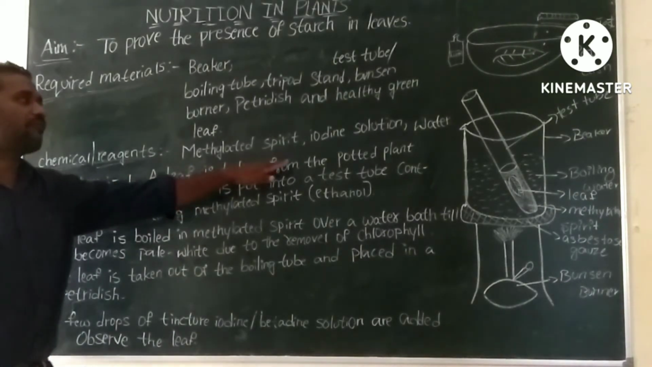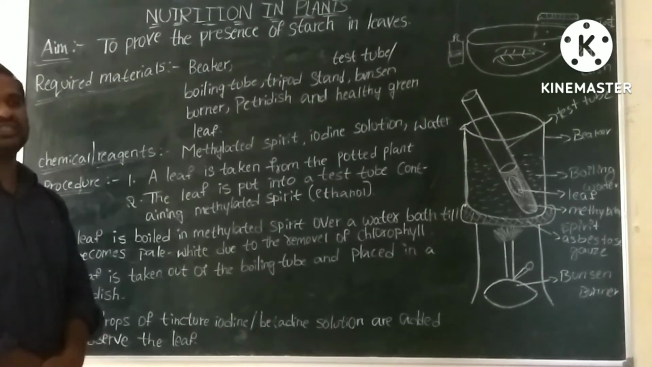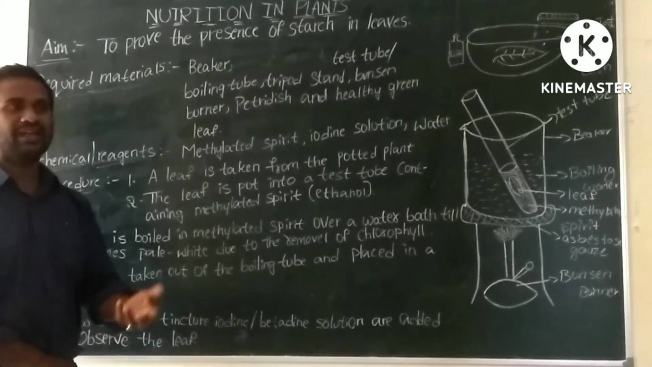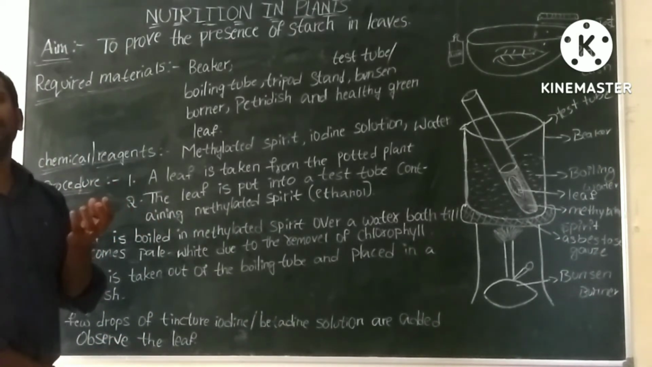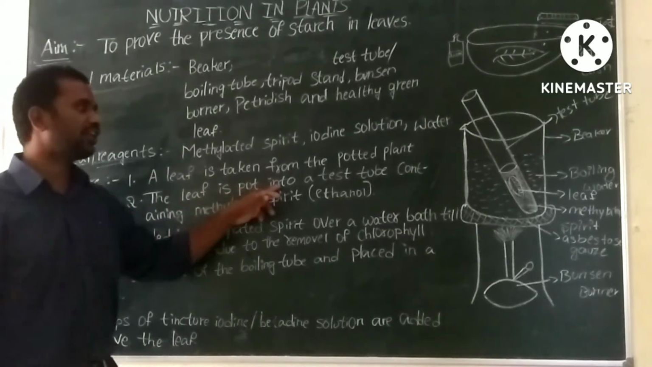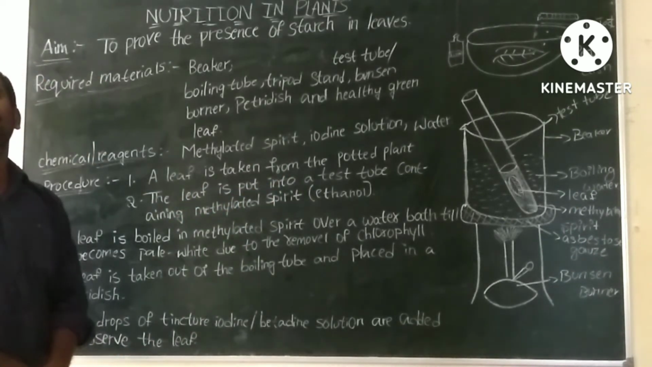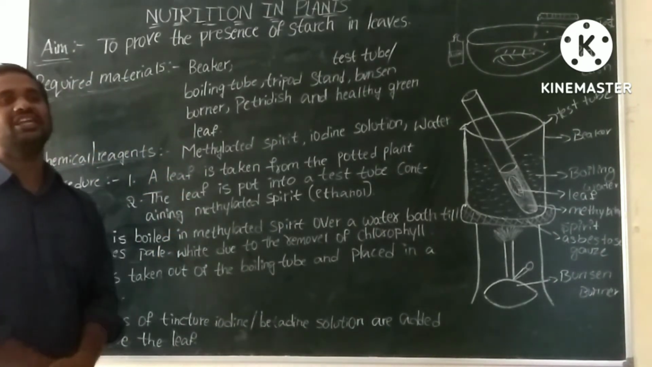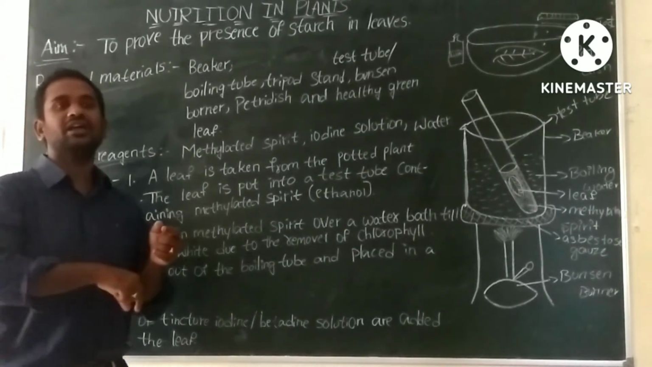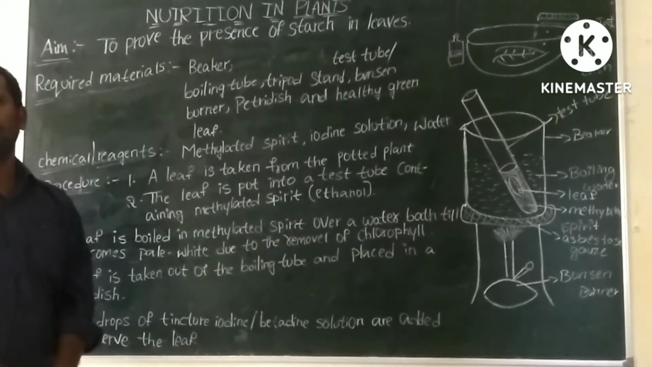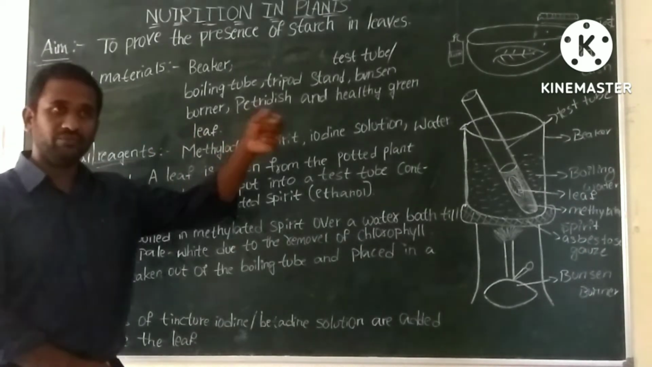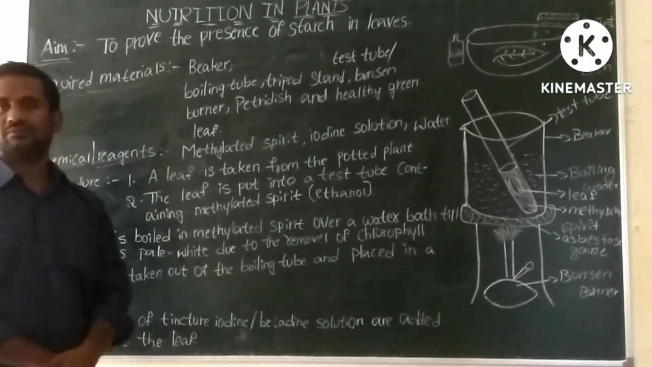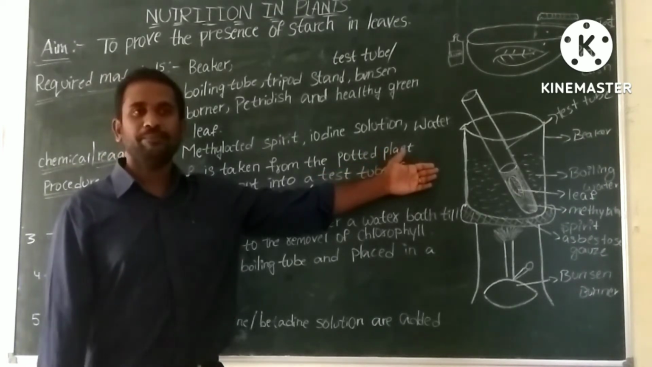A leaf is taken from the potted plant. We already discussed that we need a healthy leaf to prove the presence of starch. That's why we are taking a healthy leaf from the potted plant. Next, the leaf is put into a test tube containing methylated spirit. We take one test tube, pour some methylated spirit in it, and then keep the leaf inside the test tube. That test tube we keep in a beaker containing water, which is shown in the figure.